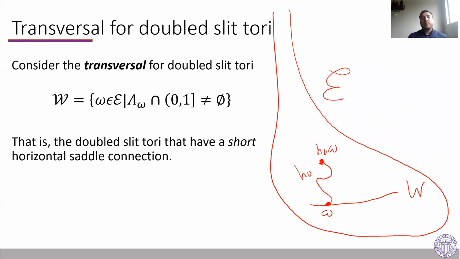And so maybe this is clear by the discreteness of the holonomy vectors, right? If I have a short horizontal saddle connection and I vertically shear this picture down, I'm immediately going to stop having a short horizontal saddle connection, and it'll take some time before I get another one, by the discreteness of the holonomy vectors, basically. Okay, so this is the generic picture that I'm looking at right here, given by the schematic.